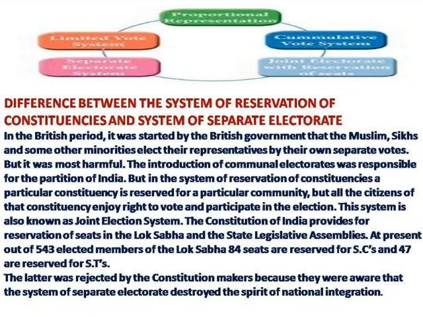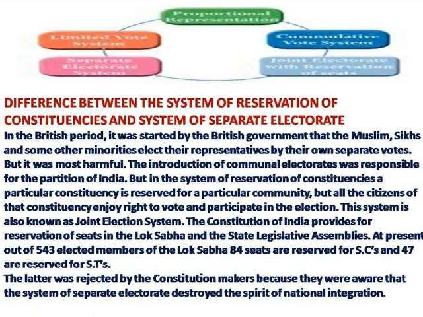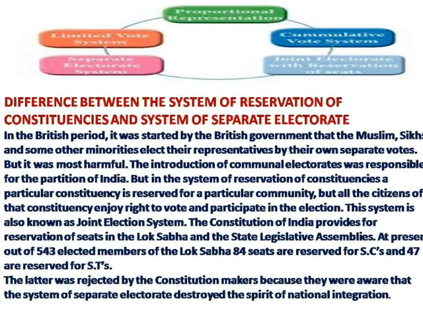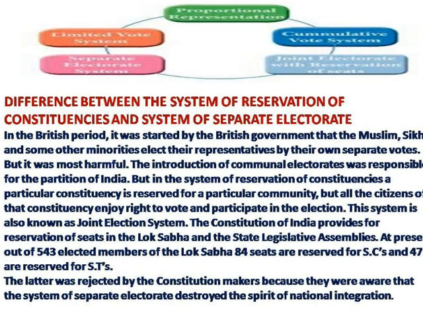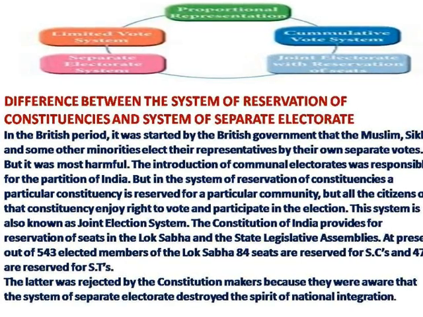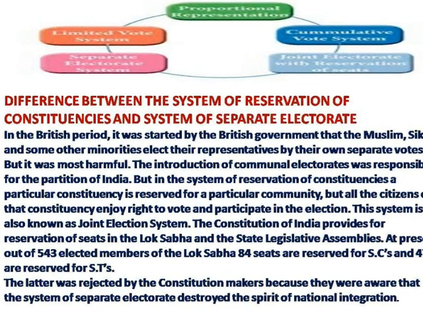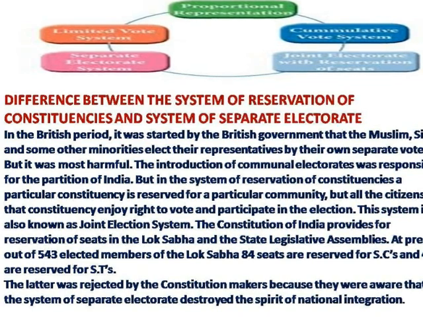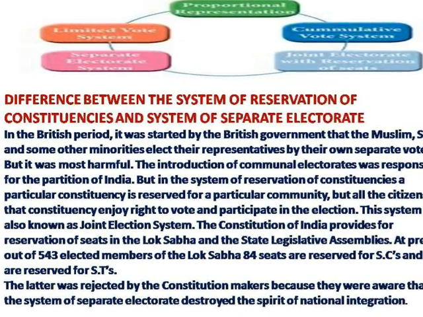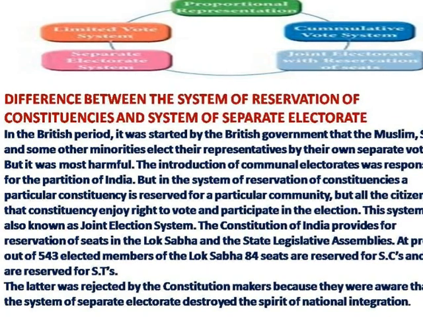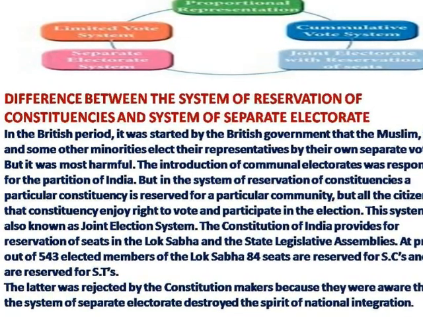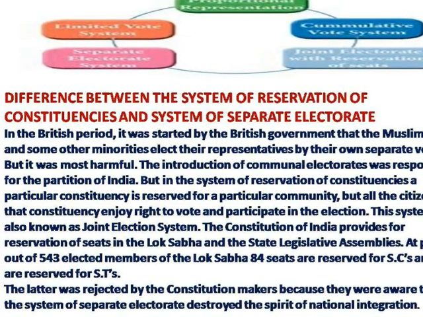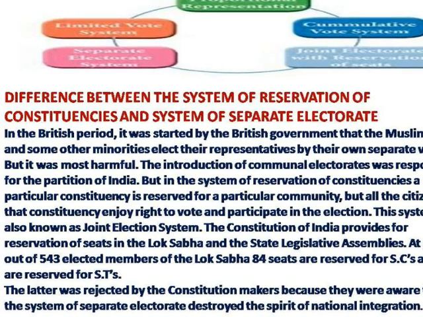Next, we will discuss the difference between the system of reservation of constituencies and the system of separate electorate. In the British period, the British government started the system in which Muslims, Sikhs and some other minorities elected their representatives by their own separate votes. For example, a Hindu voter cast his vote for a Hindu candidate and a Muslim voter for a Muslim candidate. But it was most harmful. The introduction of communal electorates was responsible for the partition of India in 1947.